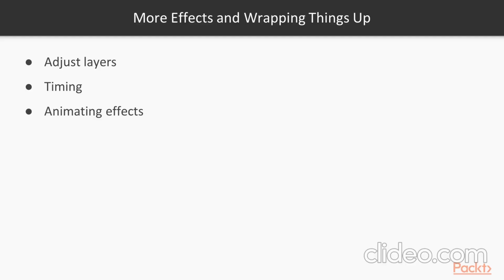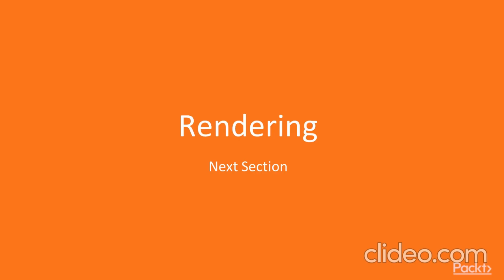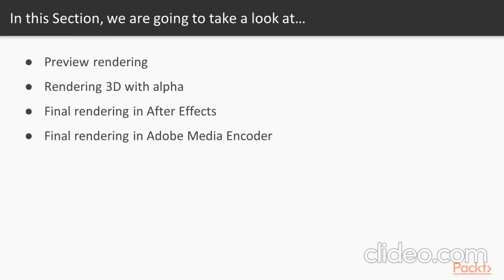In this video, we've adjusted our layers and the timing, as well as animating some additional effects. In the next section, we'll take a look at rendering. In this section, we'll look at rendering our project. We'll learn about preview rendering, rendering 3D with an alpha, rendering in After Effects, as well as using Adobe Media Encoder to render our files.